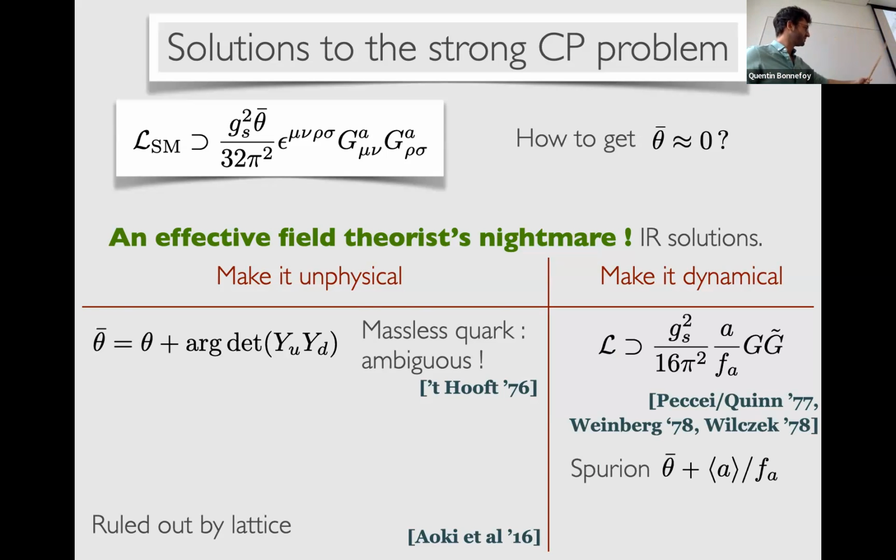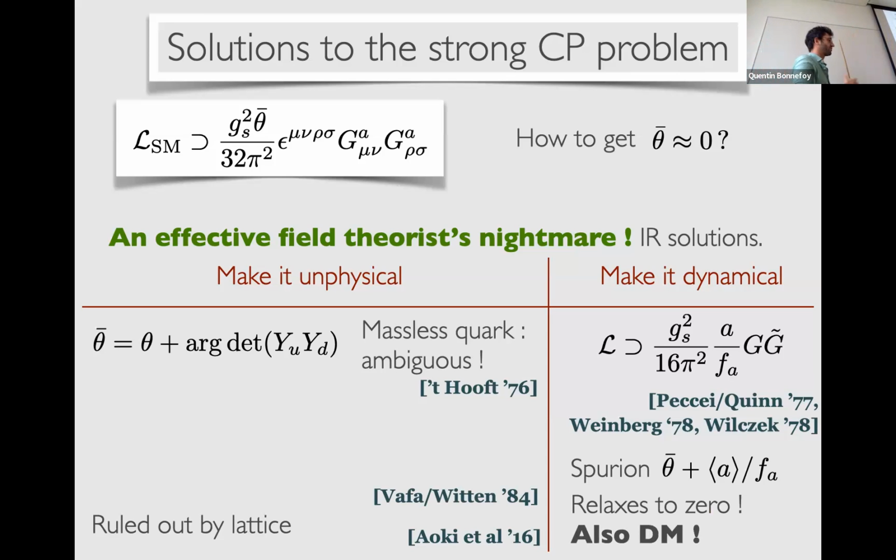So yeah, in that case, you have the new spurion that complements the theta angle, which is the theta angle plus the VEV of that axion. And that relaxes to zero due to the dynamics of QCD. A great aspect of the axion, which motivates why it has been so much studied in the last years, is that it is also a great dark matter candidate. So the oscillation of that scalar field would behave like cold dark matter. It could make up for all the dark matter budget.